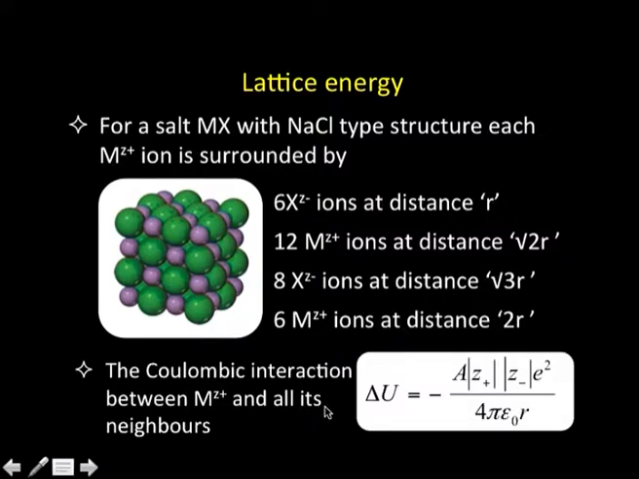I get an expression of this kind: delta U is equal to minus A z plus z minus e square by 4 pi epsilon naught r, and this A is what is called Madelung's constant, which I referred to a short while before.